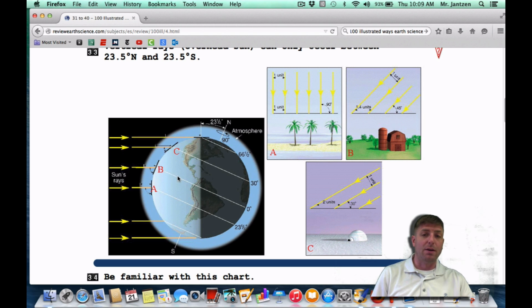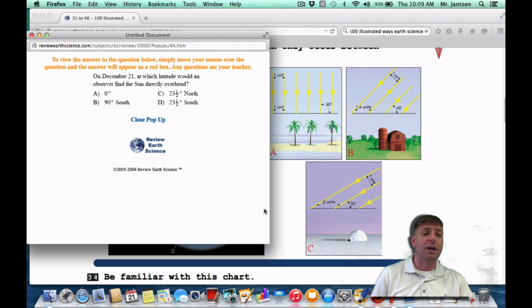Point B is the equator, and there's going to be a slight angle to the incoming solar radiation, as indicated right here. And then point C, up by 30 degrees north latitude, it's going to be a lower angle, so it's going to be a lot colder in the northern hemisphere on December 21st. Okay. If this were going to appear as a Regents question, it may appear something like this. On December 21st, which latitude would an observer have the sun directly overhead? So you need to know your major stats for the 4 major seasons. And on December 21st, the 23.5 degrees south, the Tropic of Capricorn, will have the sun directly overhead.